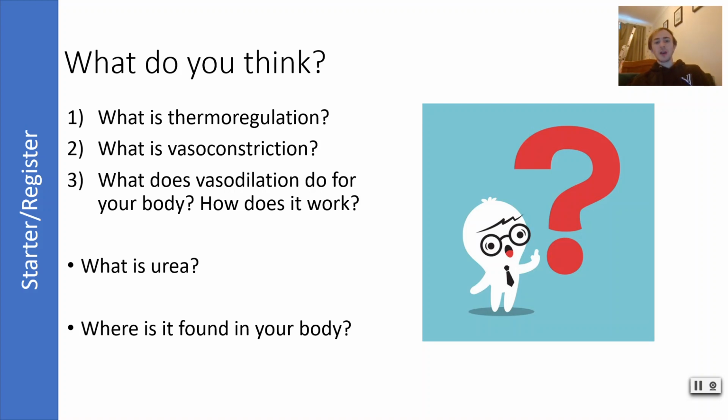So, what is urea? Where is it found in your body? That's not something we've been taught yet, but I'd like you to have a think just for 30 seconds. What do I think before I then tell you the answer to see how much do we already know. So do the 3 questions, back of your books as normal, please. Pause me now.